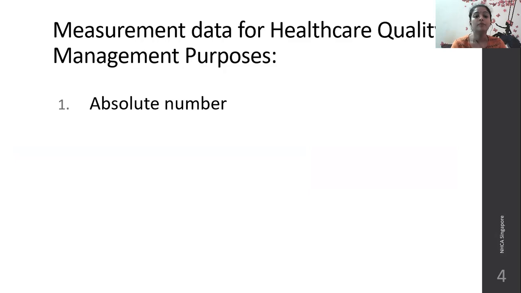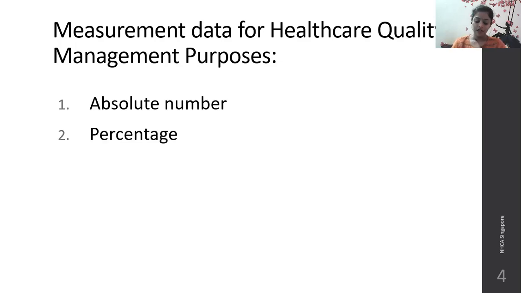So there are measurement data for healthcare quality management purposes. The first measurement data is absolute number. For example, the number should not be in decimals. Absolute number should not be in decimals. So for example, the number of patients visiting the OP. You can't say 10.5 patients visited. It should be an absolute number: 10 patients, 11 patients, 20 patients. So that's an example of absolute number.